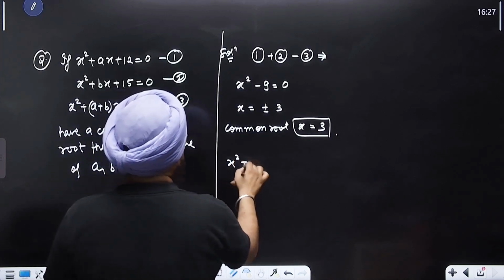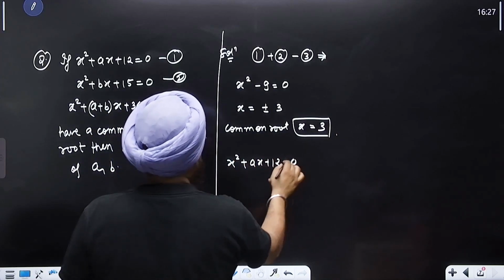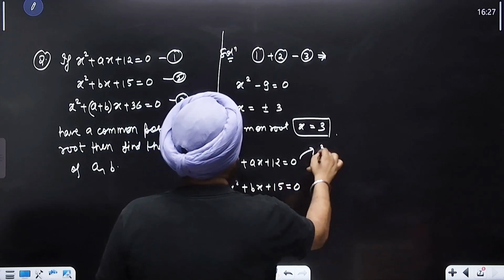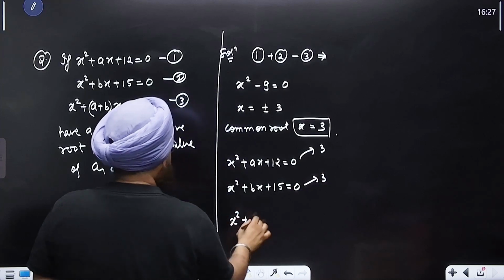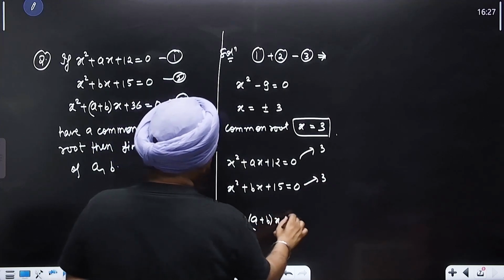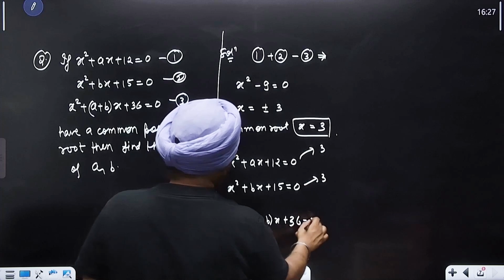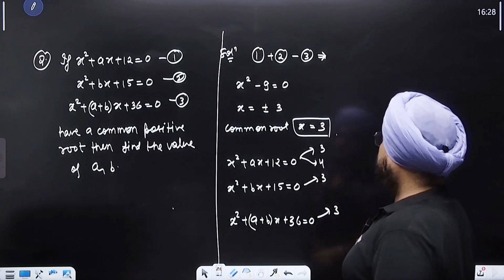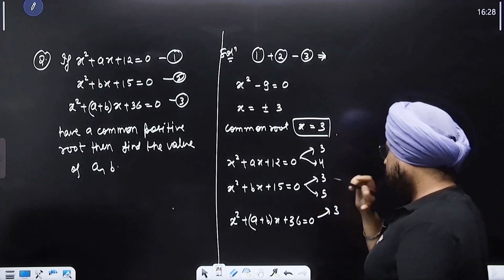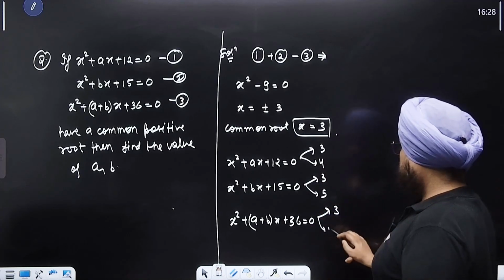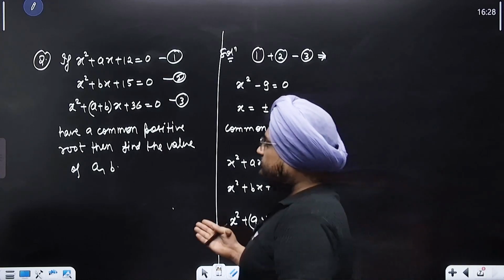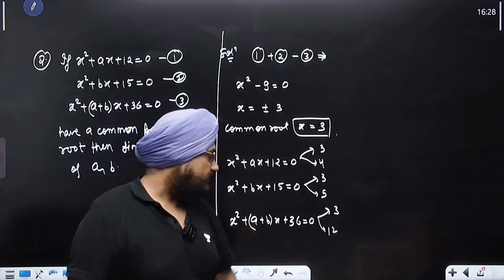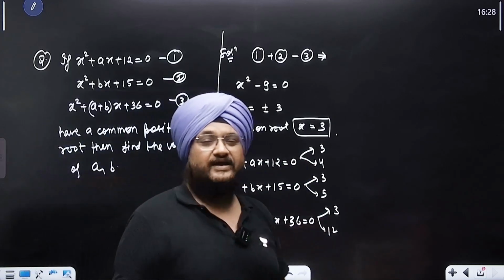Now one of the roots is 3 in each equation. Product of roots is 12, so the other root will be 4. Product of roots is 15, other root will be 5. And other root will be 12. So if we would have been asked to find the uncommon roots, the uncommon roots are 4, 5 and 12. We have to find the value of a and b.